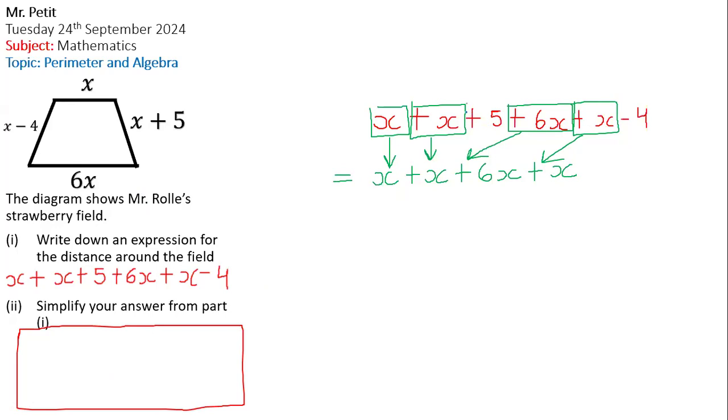Now we have 5, and then we have what? Minus 4. So we're going to bring our 5 and bring our minus 4. So it's going to be plus 5 minus 4. We bring together all of the numbers, so we have all of our x's together and all of our numbers together.